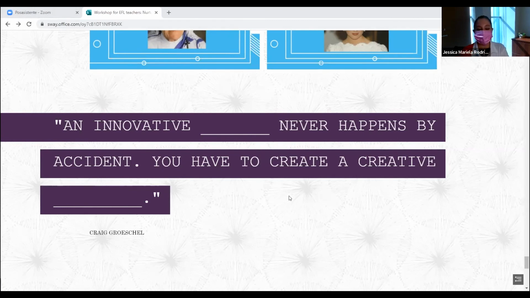Okay. Well, the original word, the literal word, is culture. An innovative culture never happens by accident. You have to create a creative culture. So it's up to us, teachers, to bring creativity in our classrooms, to let them be free, to let them produce, to let them generate, because we need people like that.